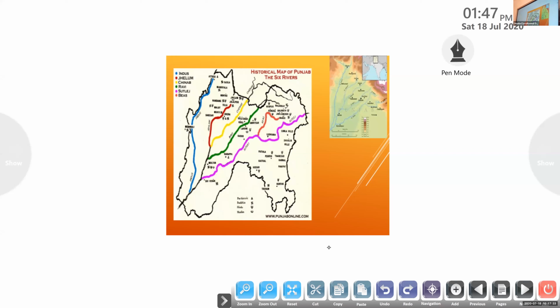And its tributaries, 5 tributaries are there. Jhelum, Chenab, Ravi, Beas and Satluj. These are the 5 tributaries of river Indus. Clear? All together form Punjab plain. Is it clear?